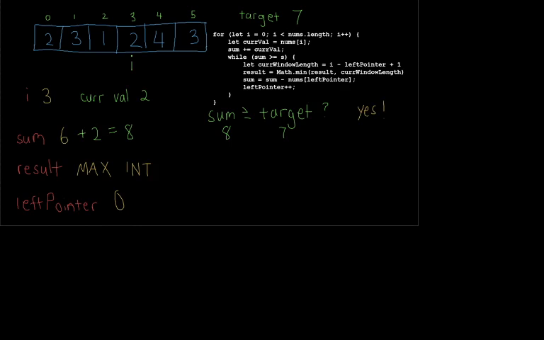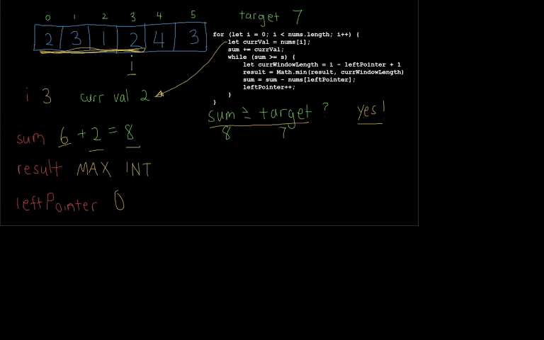Here's where it's going to get a little bit more complicated. So let's take a look at the current value at where I is. Current value is going to be 2, right? Because I is right here, points to 2. And so previously the sum was 6. We add the current value of 2, we get 8. Now we check. Is the sum greater than the target? Yes. So let's continue. Well, what's the next step?